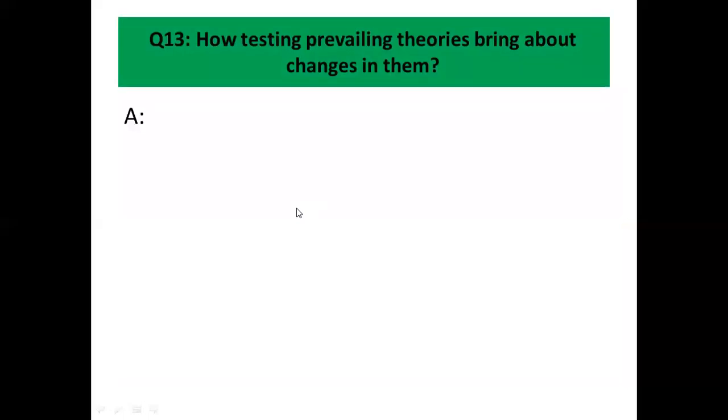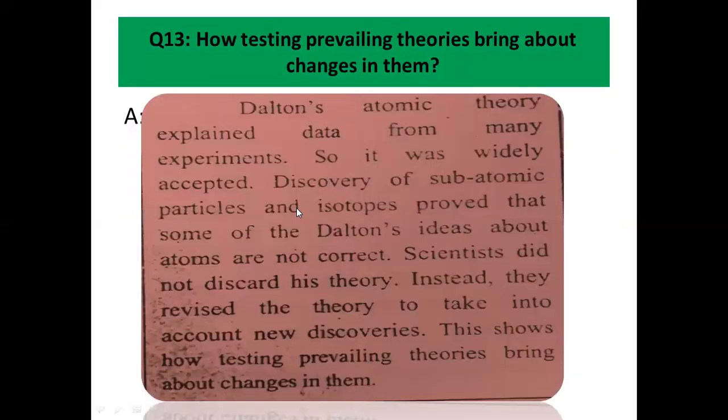How testing prevailing theories brings about changes in them. Testing prevailing theory brings about changes in them. This is Society, Technology and Science from your book. Dalton's atomic theory explained data from many experiments. Dalton, you know, is the name of a scientist, and he presented the first atomic theory about the structure of atom.